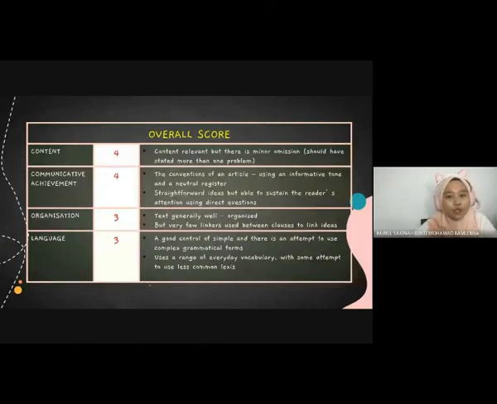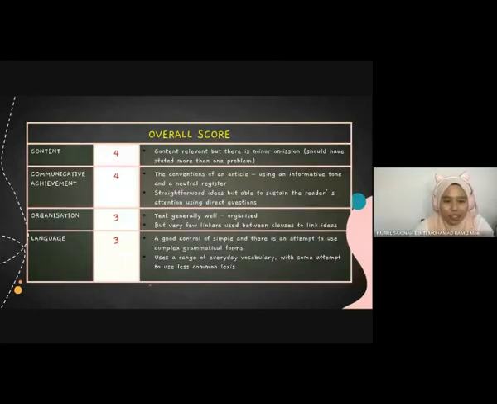And then the CA, communicative achievement. This person has used an informative tone. There is no colloquial language, no slang, no informal tone. It is informative and neutral. Then straightforward ideas. And actually, you are able to follow the ideas without being too distracted by the errors. Only there was a choppy sentence earlier, so it cannot get full marks here. It got 4.